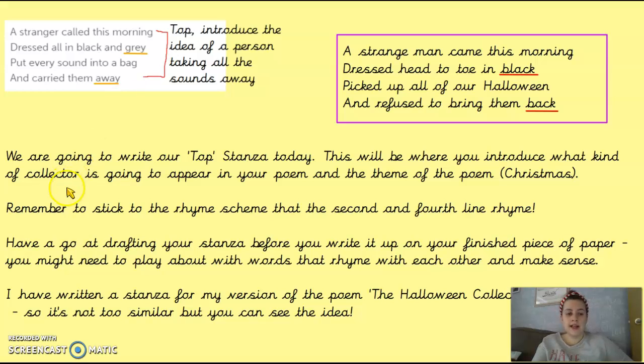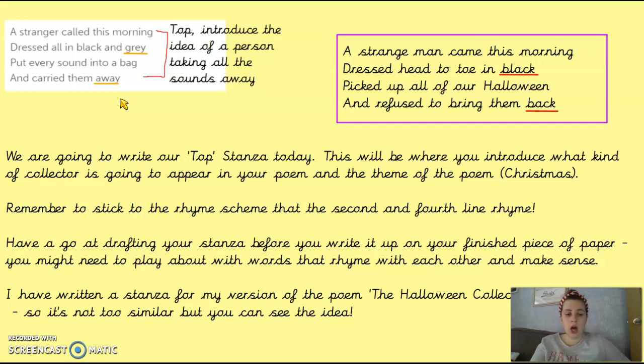Now, what I've also said is try and remember to stick to the rhyme scheme. So to help you, I have underlined. So we've got grey and away. So you want your second and fourth line to rhyme. Now, you might on your draft piece of paper want to think about a word you're going to use on one of the lines and come up with some ideas of words that rhyme with it. What I would suggest is you have a go at drafting it up on your draft piece of paper, and then when you're happy with it, when you know it makes sense, when you know it follows the pattern, publish it up on your finished piece of paper, okay? But make sure you're happy with it before you do that.